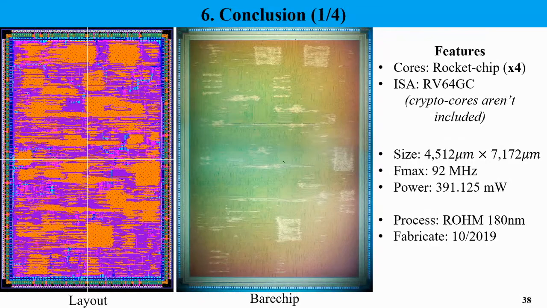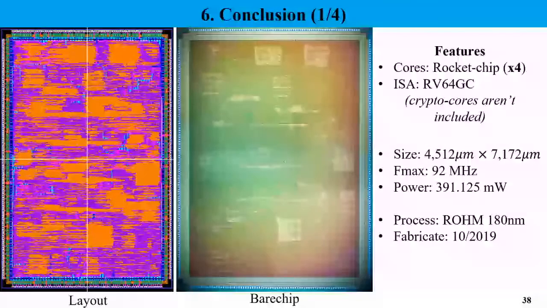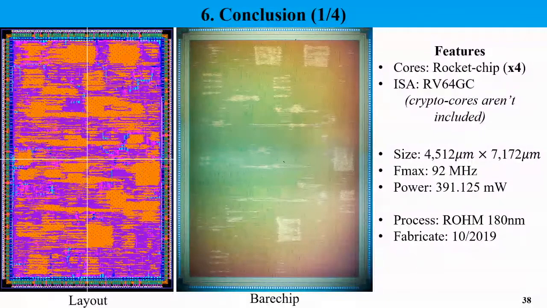So talking about chip results, we implemented the platform in a 180 nanometer process. The first version contains just a 4-core Rocket Chip platform where the crypto cores are not yet included. The size of the die is 4.5 by 7 millimeters. It draws about 380 milliwatts at a maximum frequency of 92 megahertz.